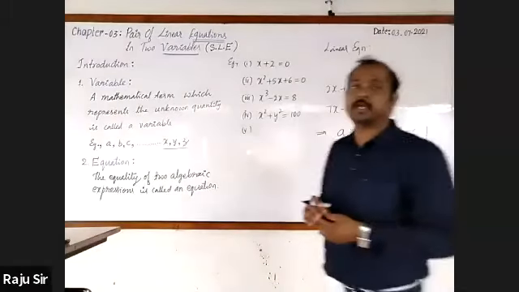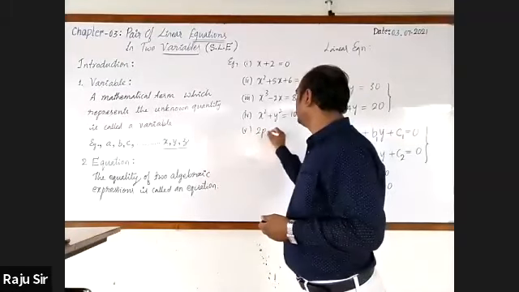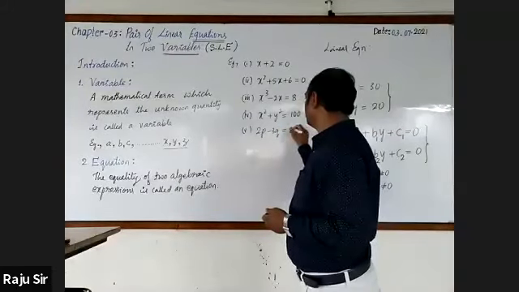And it's not compulsory to use only x and y. We may use other letters as well. Hence, I write like this: 2p minus 3q is equal to 80.